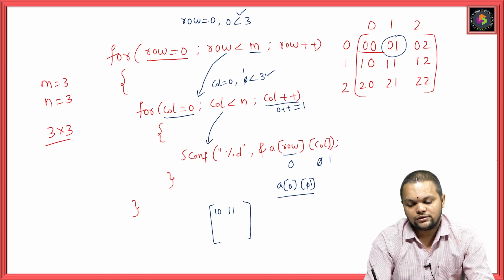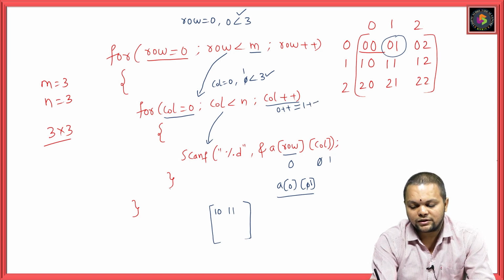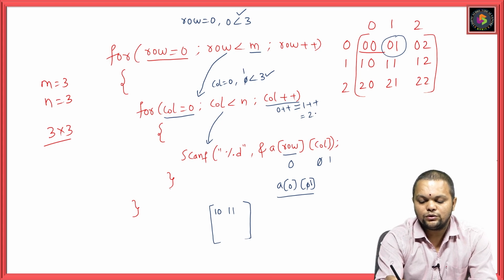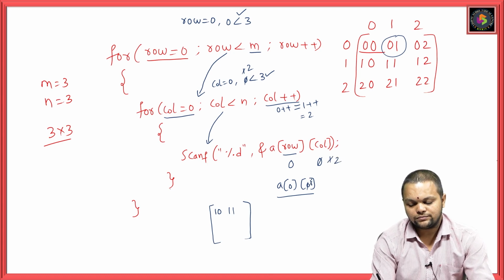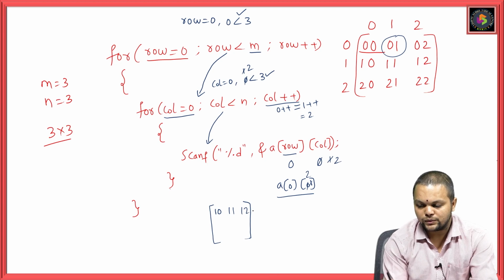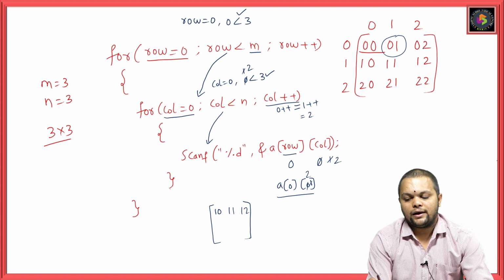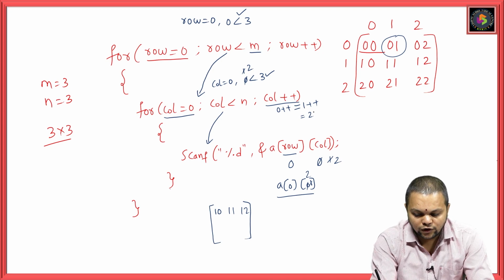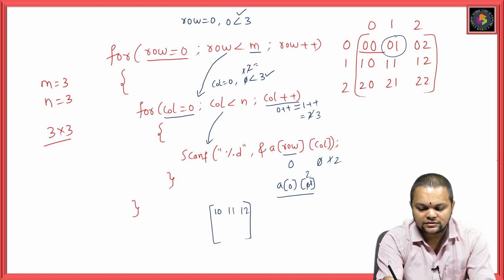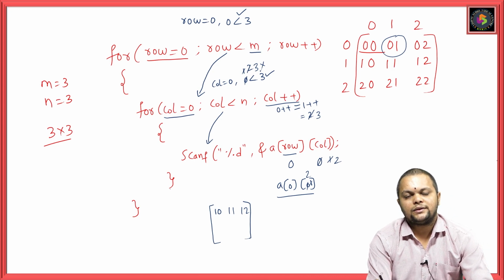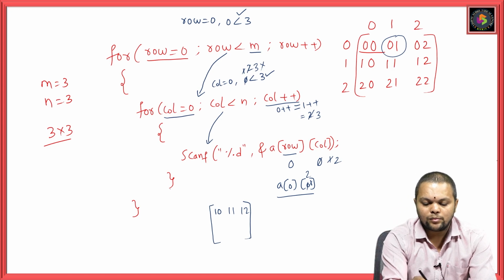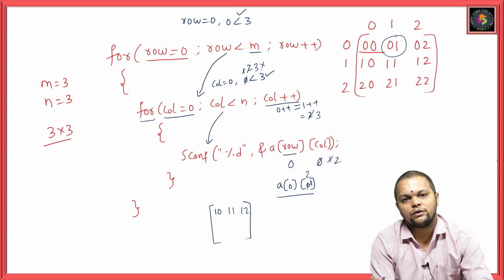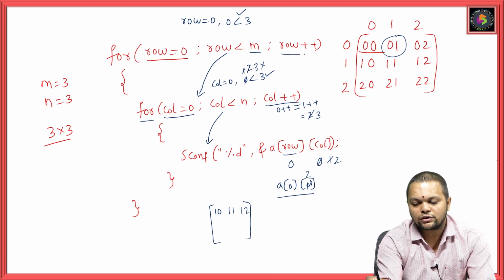In the next iteration, value of column is increased, 1 plus plus, that will become 2. 2 is less than 3, condition is satisfied again, this will enter into the block. So the position is 0, 2 now, and I will give the value for 0, 2. In the next iteration, column plus plus will become 3. 3 is less than 3, condition fails. If the condition fails, it will directly come out of the inner for loop. So it will jump to the outer for loop.